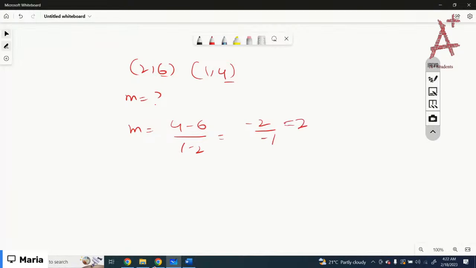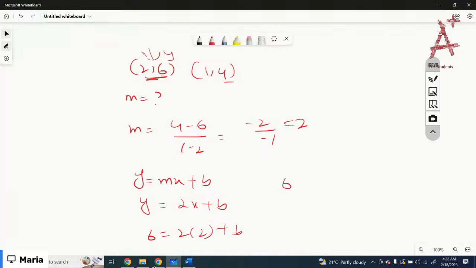That is the slope. Now you can use the slope-intercept form, y equals mx plus b. It would be y equals 2x plus b. So just use any of the points and find the value of b. I'm using this one. This is x and this is y. It would be 6 equals 2 times 2 plus b. So 6 equals 4 plus b. Just subtract 4 from both sides, so b equals 6 minus 4, and 6 minus 4 is 2.